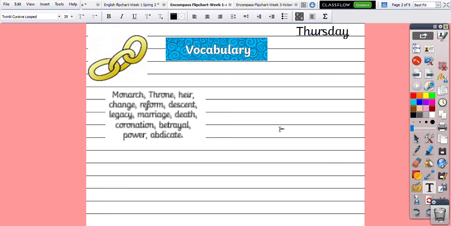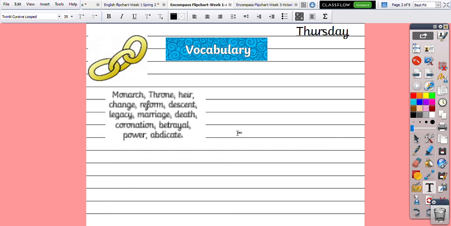So, your first slide, you will see vocabulary, and we have got some general vocabulary that you will need throughout this half term's topic. However, we will also add to our vocabulary list, so those of you at home can also add to your vocabulary as we go through. We have got vocab like monarch, which means a king or a queen who rules over a country. Throne, heir, we will learn all about what heir means.